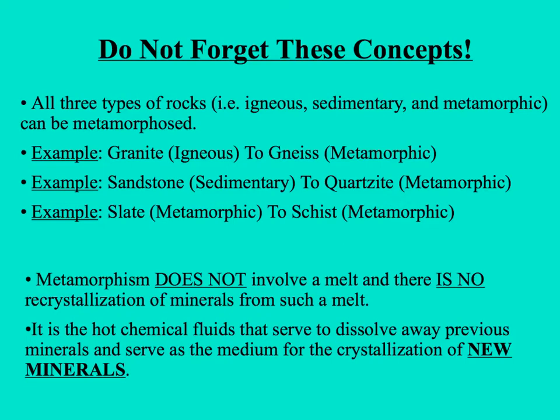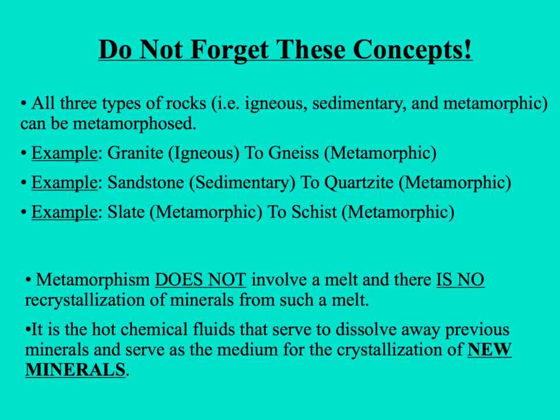For example, granite is an igneous rock that gets metamorphosed to a metamorphic rock called gneiss. Sandstone, which is sedimentary, goes to quartzite, which is metamorphic. Slate, which is metamorphic, can go to schist, which is also metamorphic. So this is just proof of the fact that an igneous rock can be metamorphosed, a sedimentary rock can be metamorphosed, and a metamorphic rock can even be metamorphosed even more.